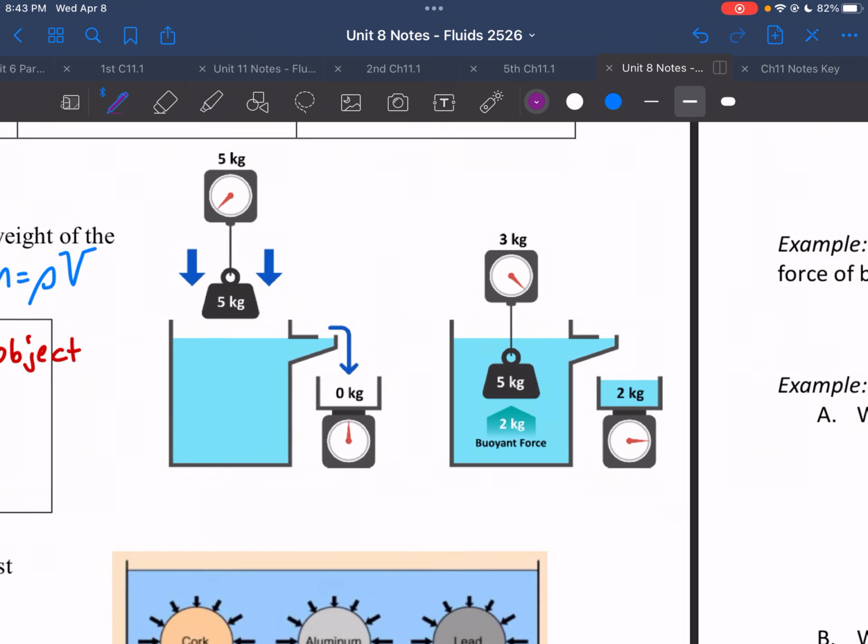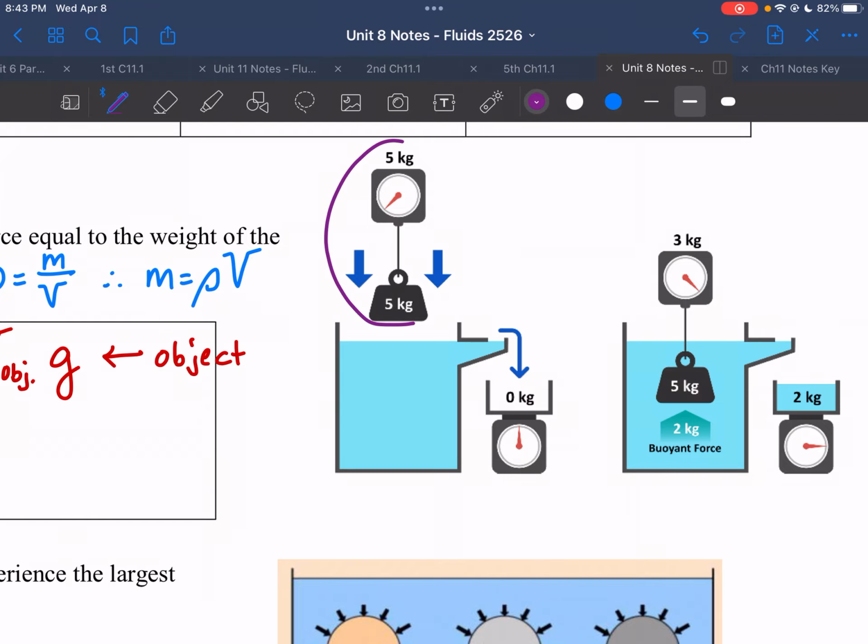So if you look over here, if we know that this weight is 5 kilograms and you put it in this tub of water, when it is floating in this liquid, there's a buoyant force of 2 kilograms pulling this guy up. That means that 2 kilograms of water has been displaced here.